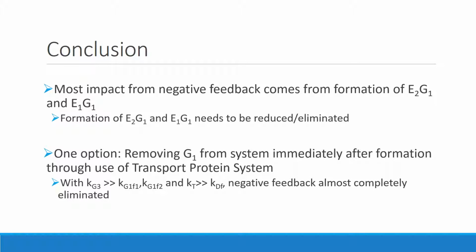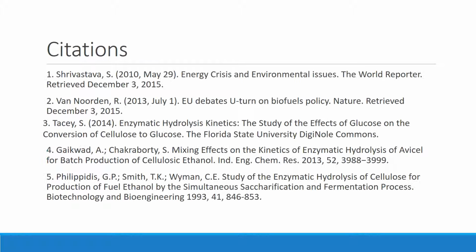Now, when the binding affinity to the new enzyme was much greater than the binding affinity to the previous two enzymes, and the Kt was much greater than the Kdf, the negative feedback was almost completely eliminated, showing that the transport protein system was a good way to overcome negative feedback.